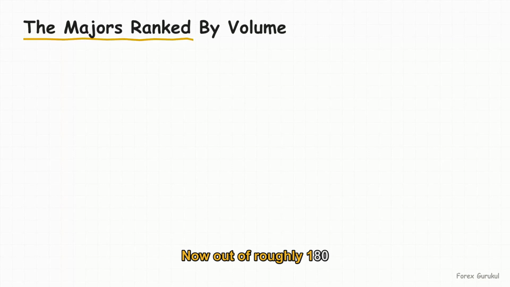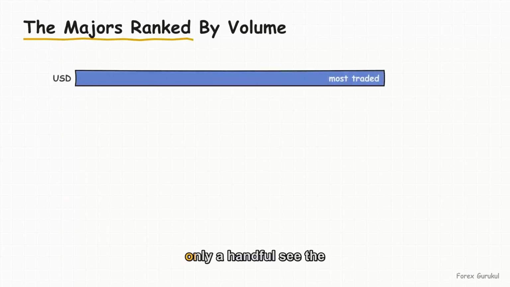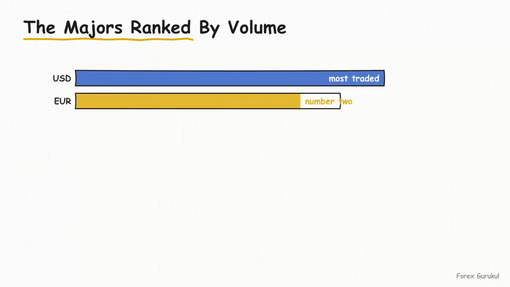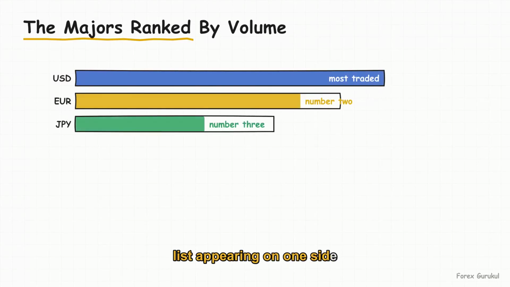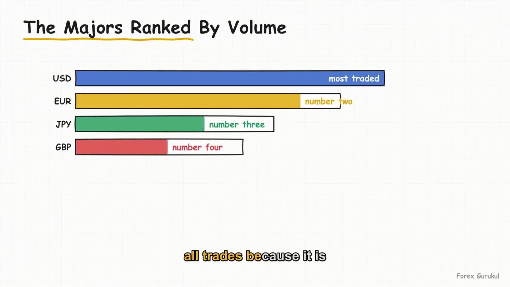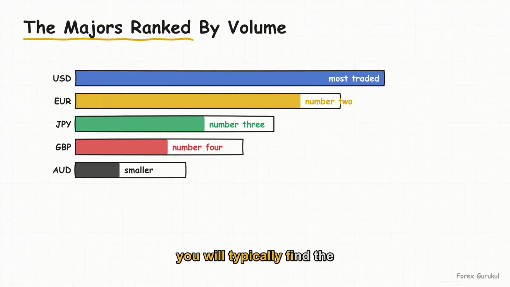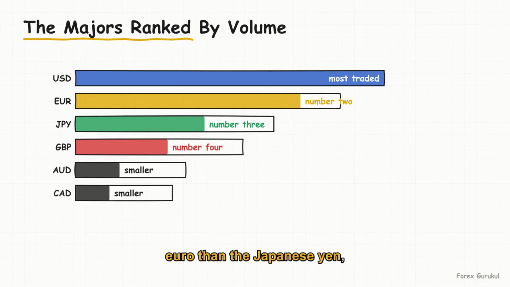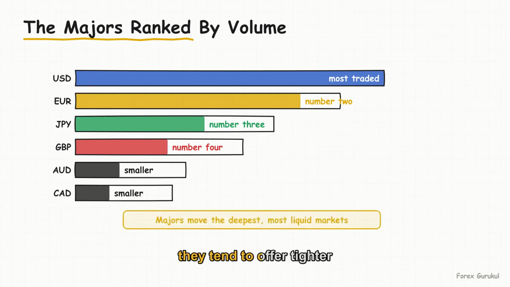Now, out of roughly 180 currencies in the world, only a handful see the overwhelming majority of daily trading volume. We call these the major currencies. The US dollar sits at the top of almost every list, appearing on one side of the large majority of all trades because it is the world's reserve currency. Right behind it, you will typically find the euro, then the Japanese yen, then the British pound. These are the currencies backing the largest, deepest economies on the planet. And because so much volume flows through them, they tend to offer tighter spreads and more reliable liquidity for a retail trader like you.